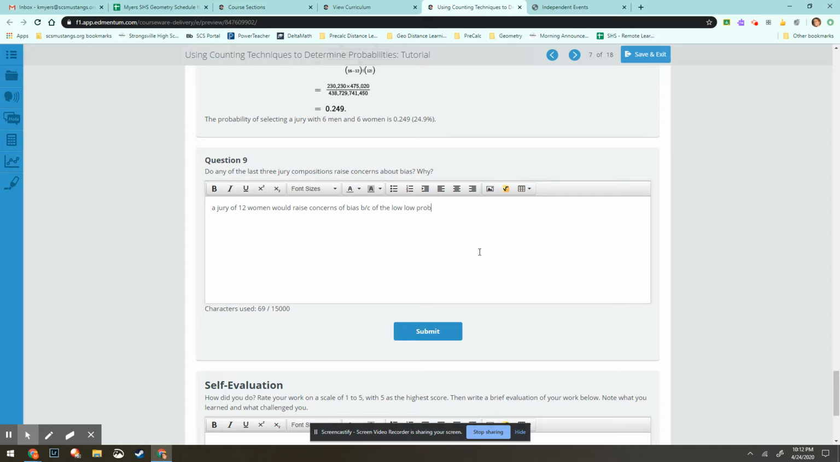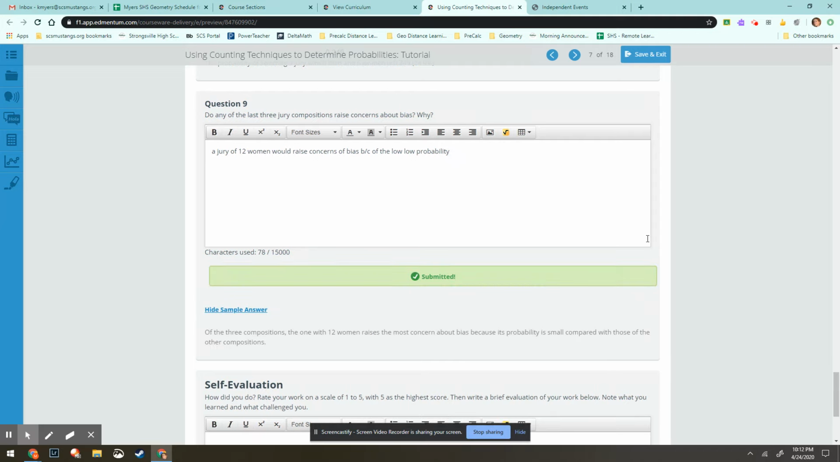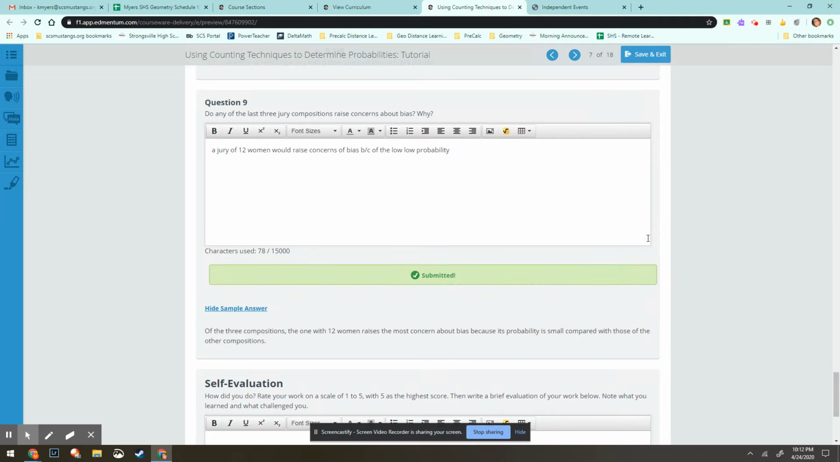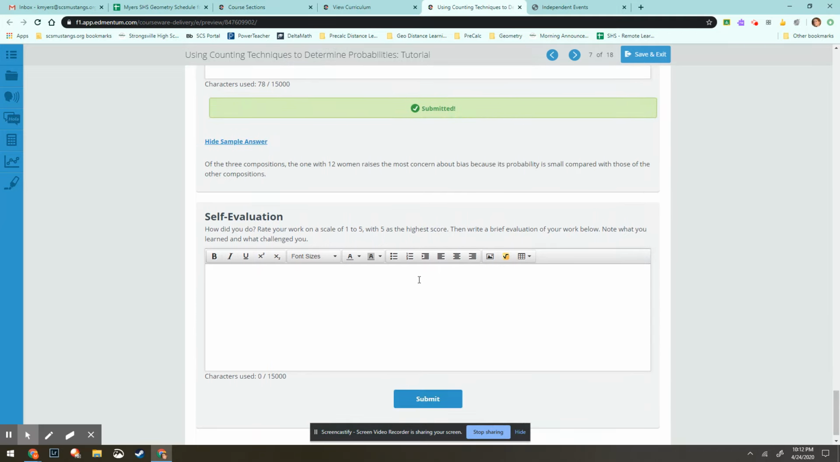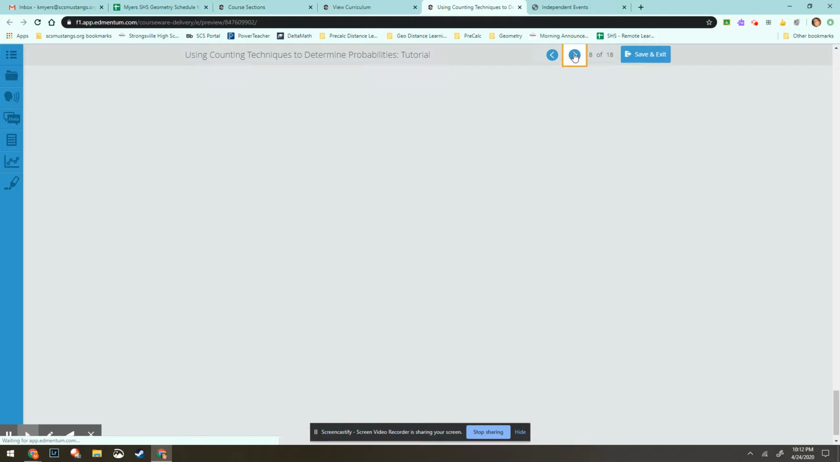That is a really low probability. Okay, so that's the smallest one of all of them. We of course did a 5 on this one. And then I'm going to move on now to slide number 8.